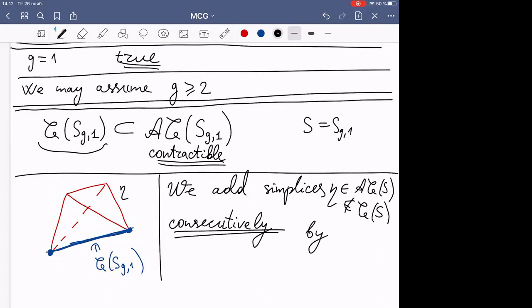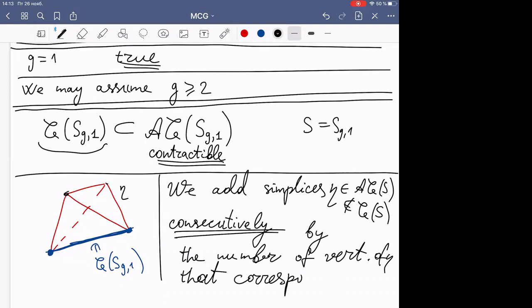by the parameter, which is the number of vertices of eta that correspond to arcs. So these are those vertices that correspond to arcs and not to curves. In this example, there are 2 vertices which correspond to arcs.